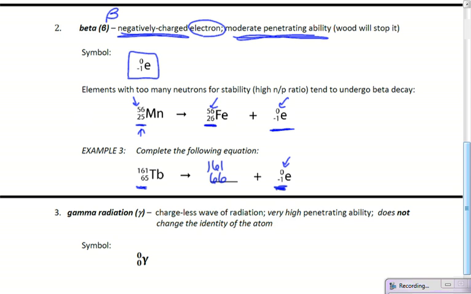Remember, we're going to look at the bottom number to find the identity of our daughter nuclide. So we look up number 66 on our table. That's going to be down in the rare earth elements. That's going to be Dy, or dysprosium.